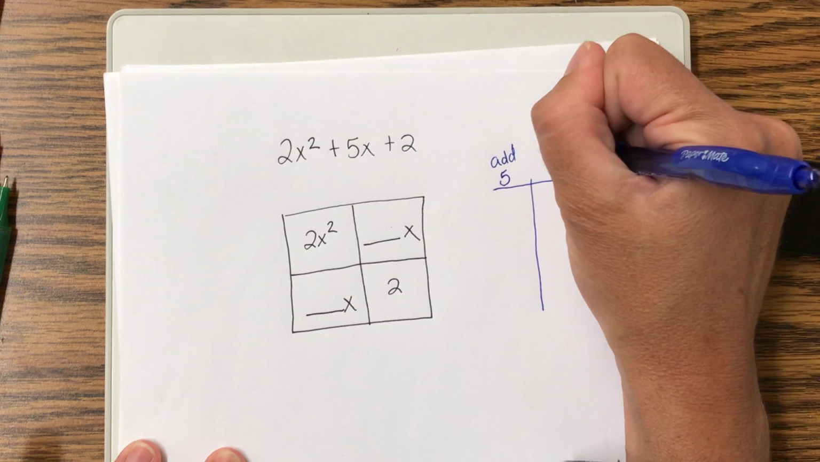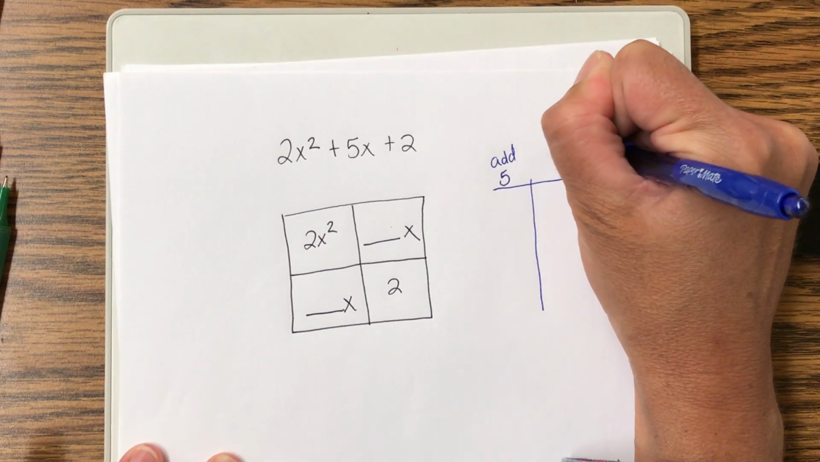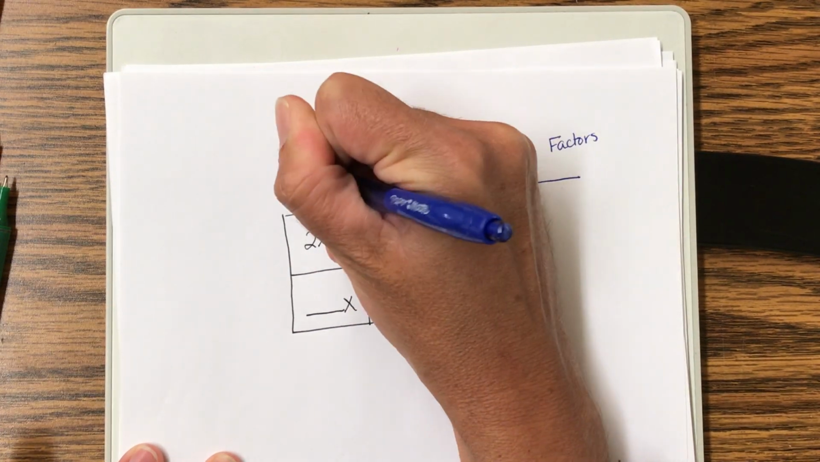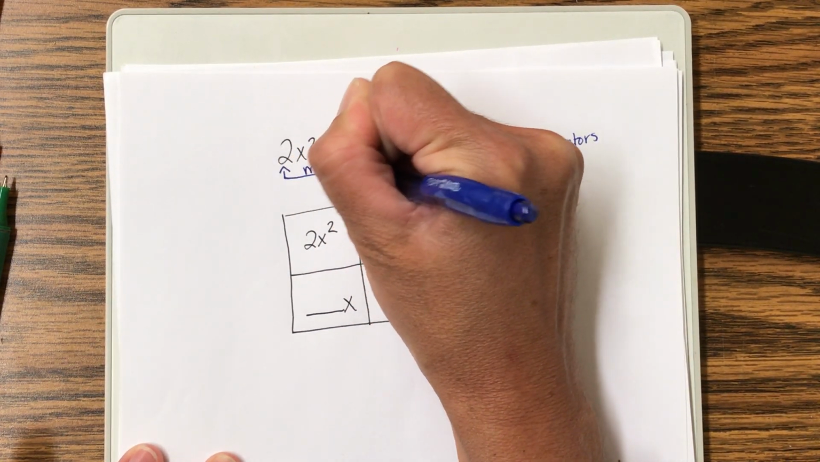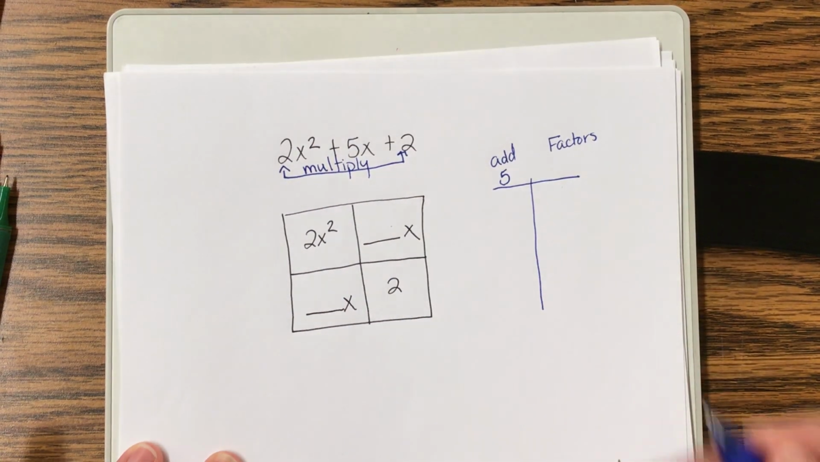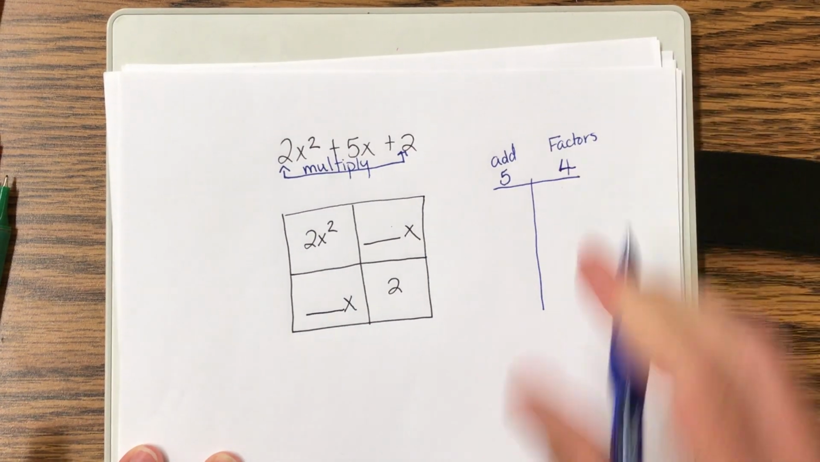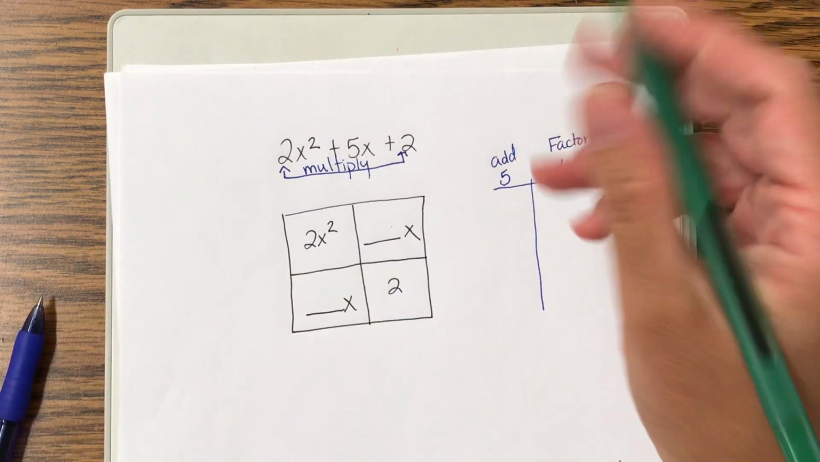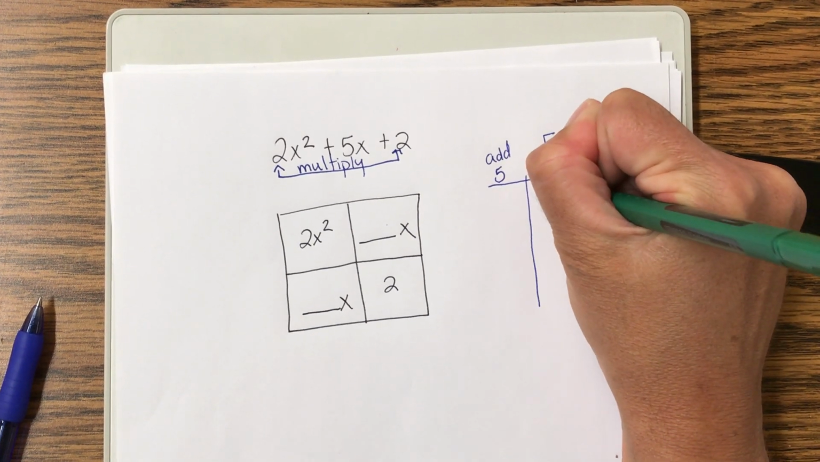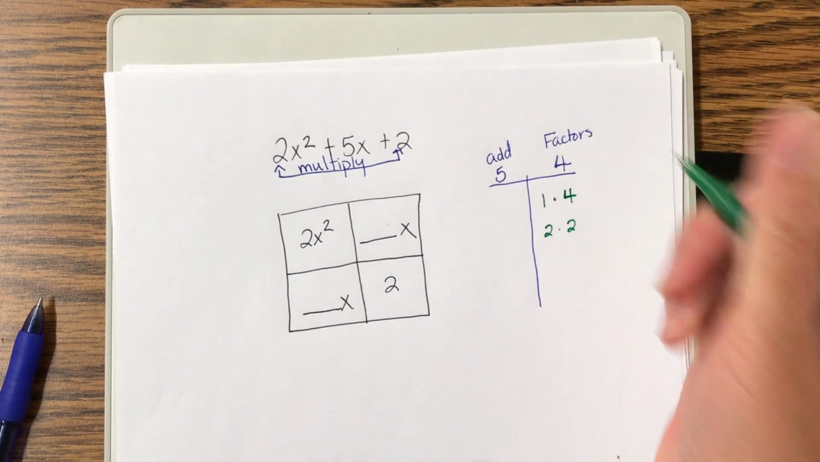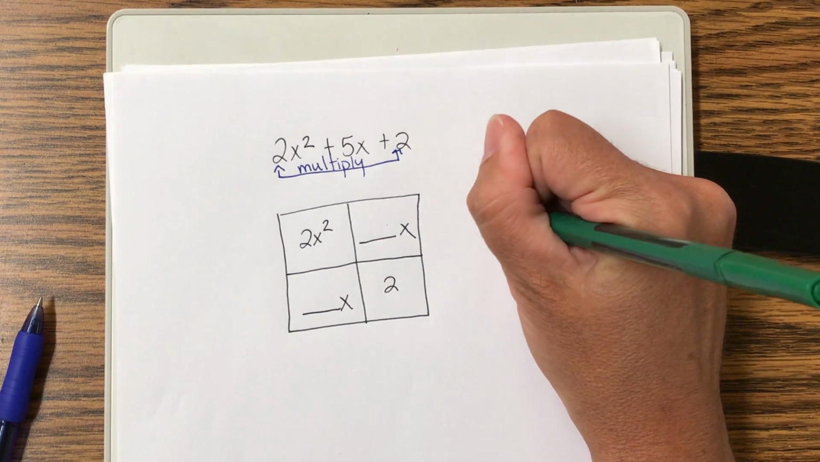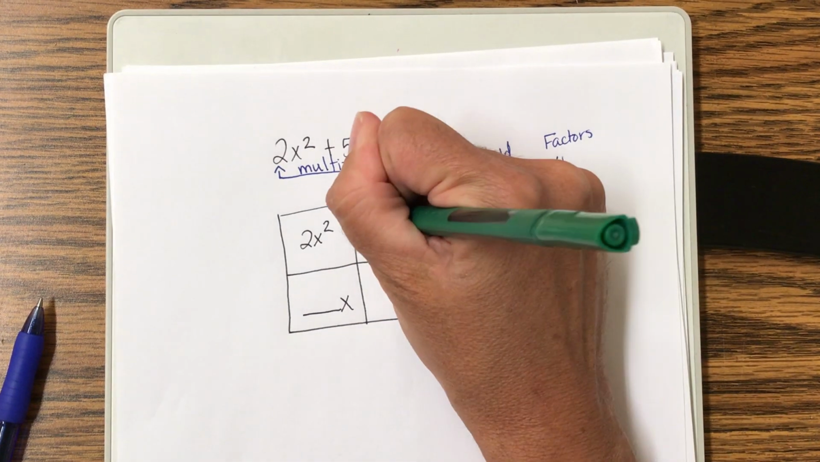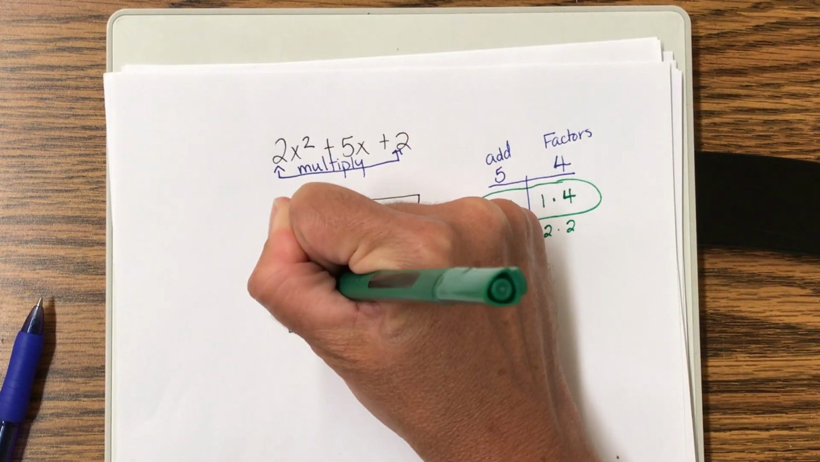So now, instead of it being the factors of 2, we are going to multiply the outside numbers here. And 2 times 2 is 4. So we've got to find factors of 4 that add to 5. And so 1 times 4 and 2 times 2. Well, what's the set that's going to add to 5? 1 plus 4. So we've got our magic set. So a 1x and a 4x.